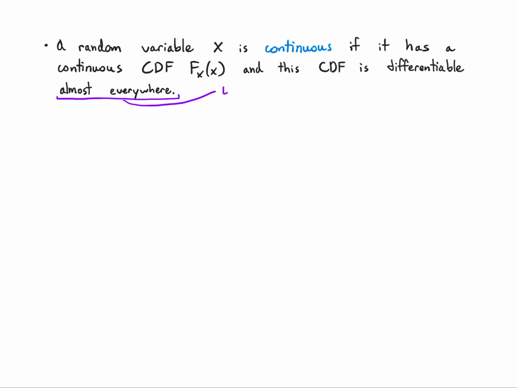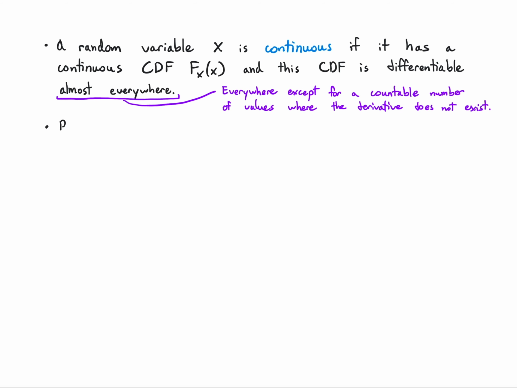What is almost everywhere? It means everywhere except for a countable number of values where I don't necessarily need to have a derivative. So it's okay if there's no derivative in a few spots. A few is countable, but for our purposes, think of a finite number of spots where there's not necessarily a derivative. That might also seem a bit weird. We're going to see an example of exactly why we need this in a moment. But first, let's just talk about derivatives.